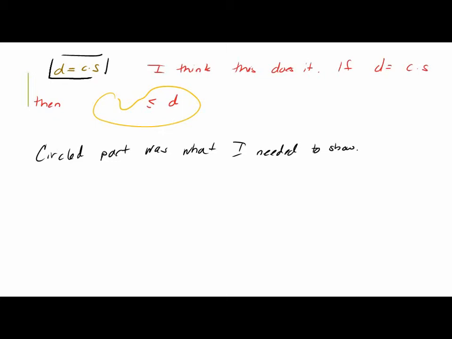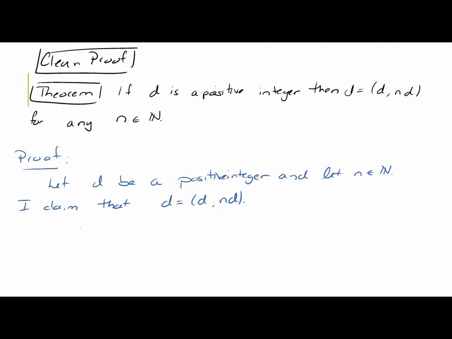Okay, that's scratch work. I think there's supposed to be a C is less than or equal to D there. So that circle part is what I needed to show in the last part. So what does the clean part look like when I write this up as a clean proof? Totally different. You don't see any of the sweat. It's supposed to be beautiful. It's supposed to be written in an artsy way. Everybody's got their style.